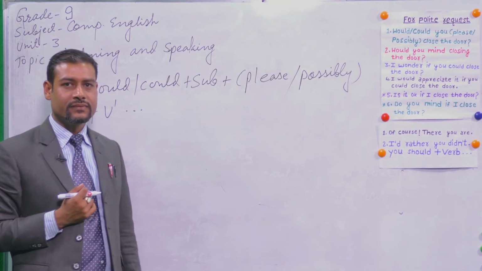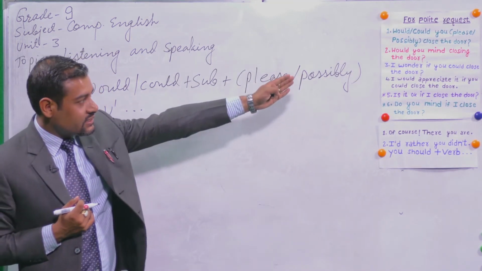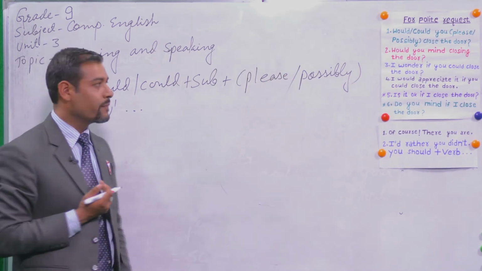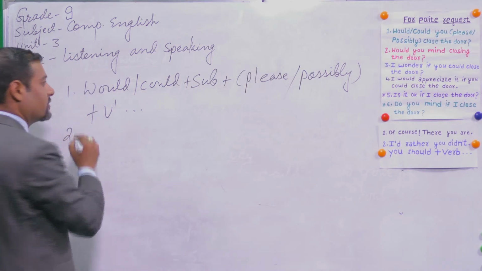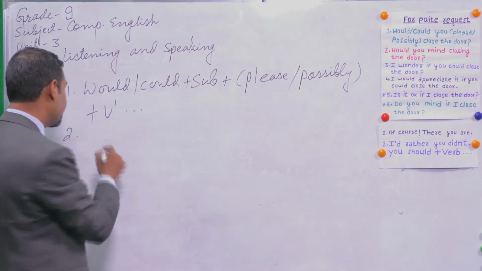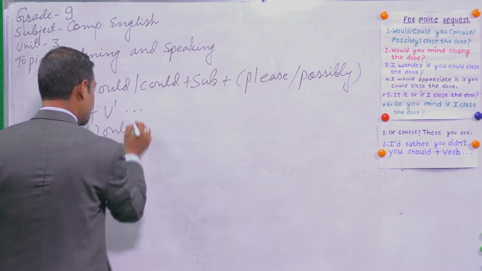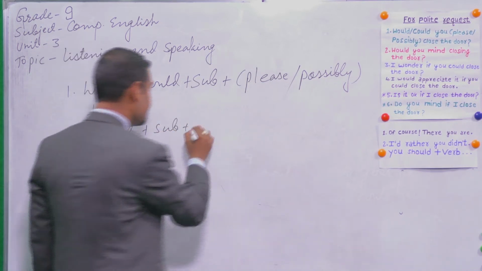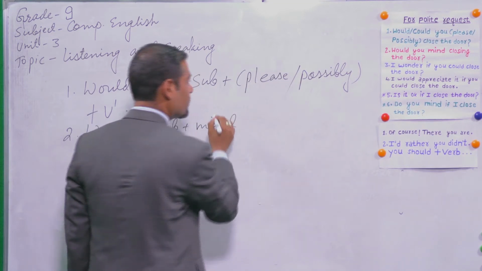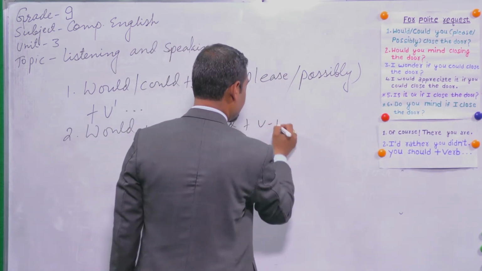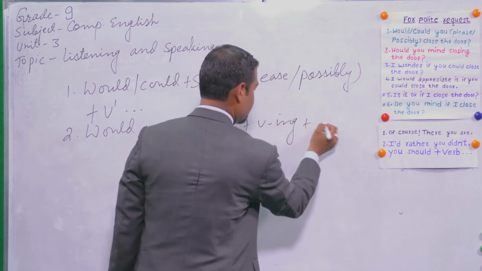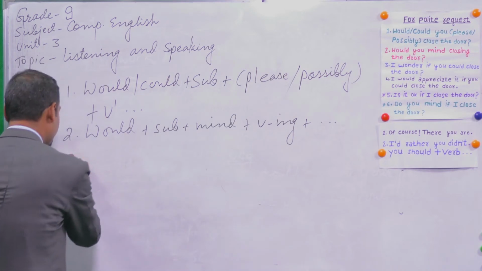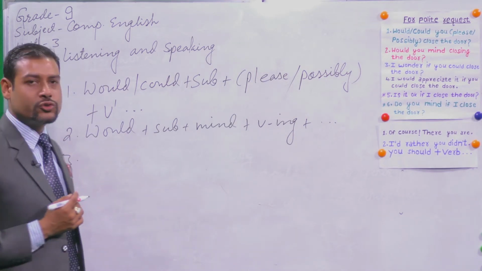All right. Looking at the second sentence again, I would like to request you to make the structure again. What is the structure for number 2? Yes, you are correct. Would plus subject, then mind plus verb-ing, plus blah blah. Correct. You said it very rightly. Now look at number 3. What can be the structure for number 3?